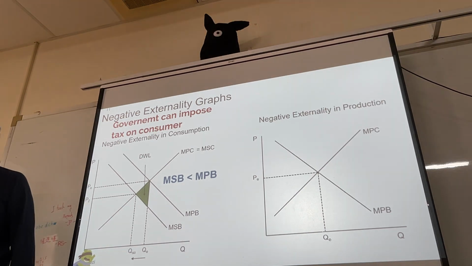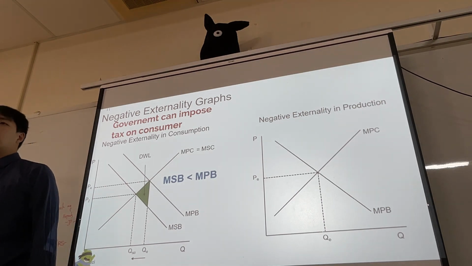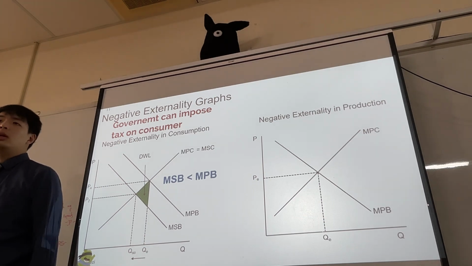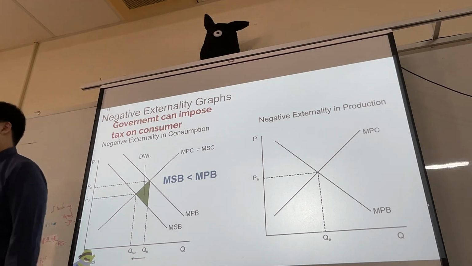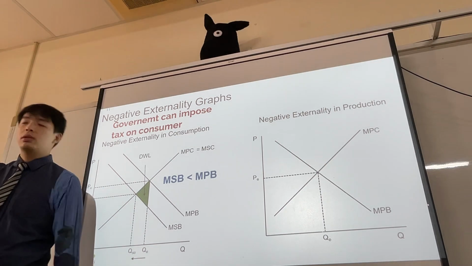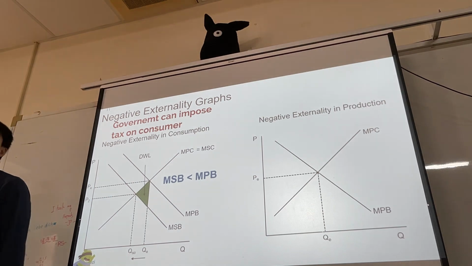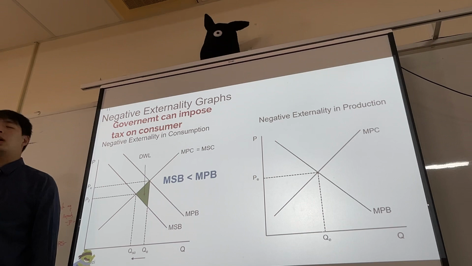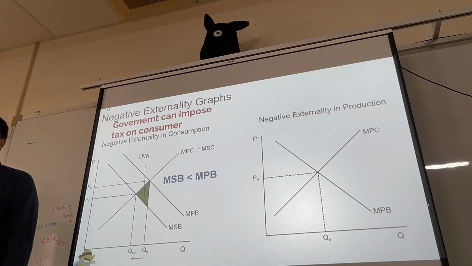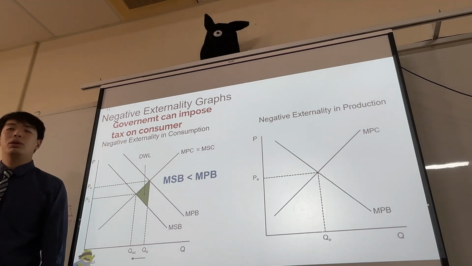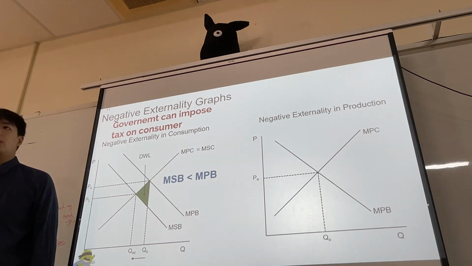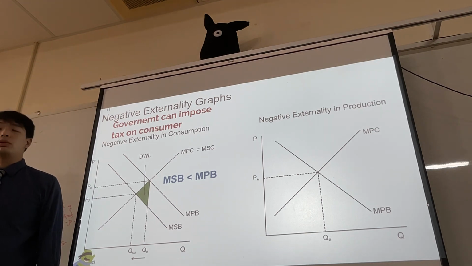Now, consumption, it's like you're setting off fireworks, okay? You didn't produce anything, but this is very annoying. This is not really friendly for your neighborhood because the fireworks are so noisy. So now the government will be like, hey, I should impose a tax on the consumer, which means if I put a tax on the fireworks, will people still go do fireworks? No, because it's getting expensive.